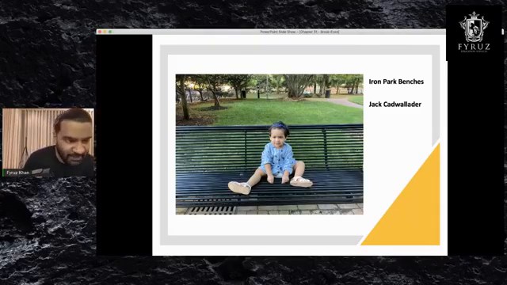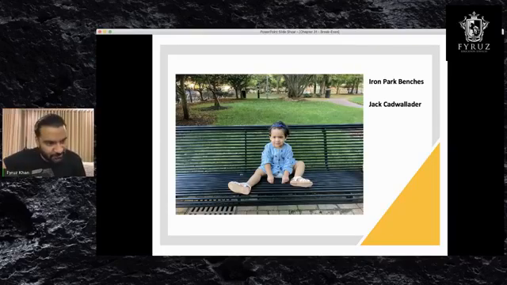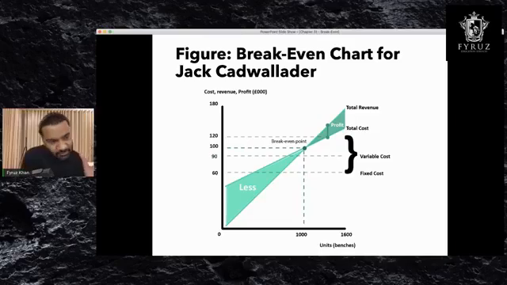Okay. So in the last class, we started by talking about iron park benches. My daughter is sitting on this bench. These iron park benches were made by Mr. Jack Cadwalder, if you remember. And we saw his break-even chart. Now, break-even is an amount which is not a loss, which is also not a profit. So you're not making any losses, which is a good thing. But on the other hand, you're also not making any kind of profit. It's always good that if you're not making any profit, you should also not make any losses, right?